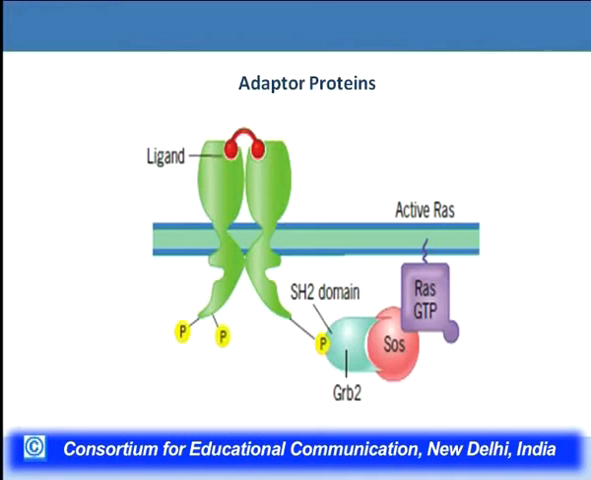So, this particular panel shows the adapter protein GRB2, which by its SH2 domain is binding the receptor, which is green in color, and on the other side it is binding the SOS protein. This SOS protein is then binding to another enzyme, which is the RAS protein, and this RAS can then lead to activation of another series of reactions.